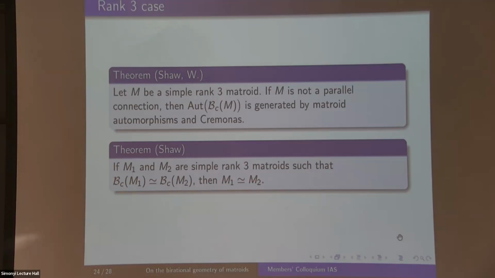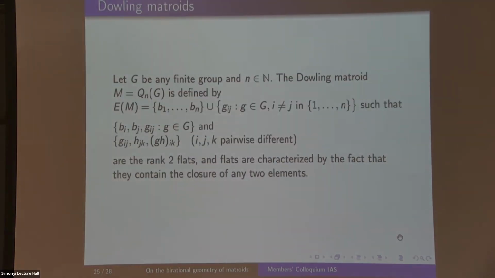Okay, what else is fine? This is the last example with which I want to end this talk. And I definitely wanted to have a family of examples which are not representable, because this is always such a scarce thing. So we looked at Dowling matroids. Dowling matroids are matroids you can associate to any finite group and any element n. And it is very easy to define them. You take these n elements, this will be a basis, and you add elements for every element in the group and for every pair of indices, which are called Gij.